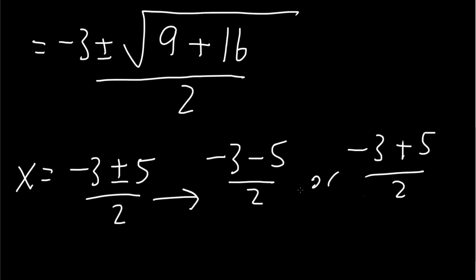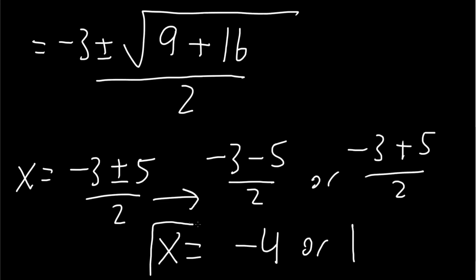So negative 3 minus 5 is negative 8. Negative 8 divided by 2 is negative 4. Or negative 3 plus 5 is 2. 2 divided by 2 is 1. So this is what x would equal. So x is equal to minus 4 or 1.